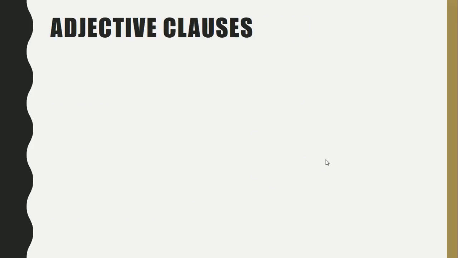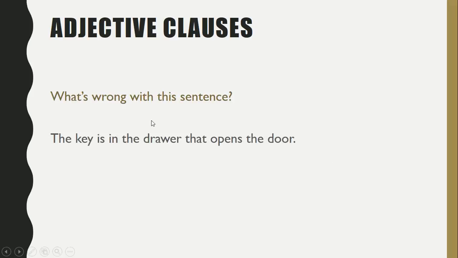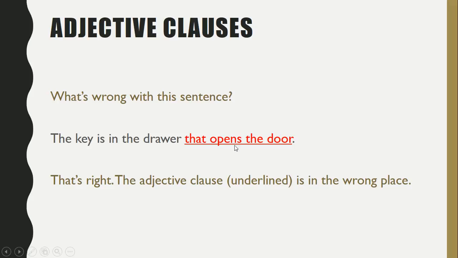Adjective clauses. There are also adverb clauses we talked about before, but those are seldom misplaced because they have that opportunity to move around. So some adjective clauses. What's wrong with this sentence? The key is in the drawer that opens the door. I think it's obvious that something is in the wrong place. That opens the door is the adjective clause. It's the underlined portion there, and it's in the wrong place.